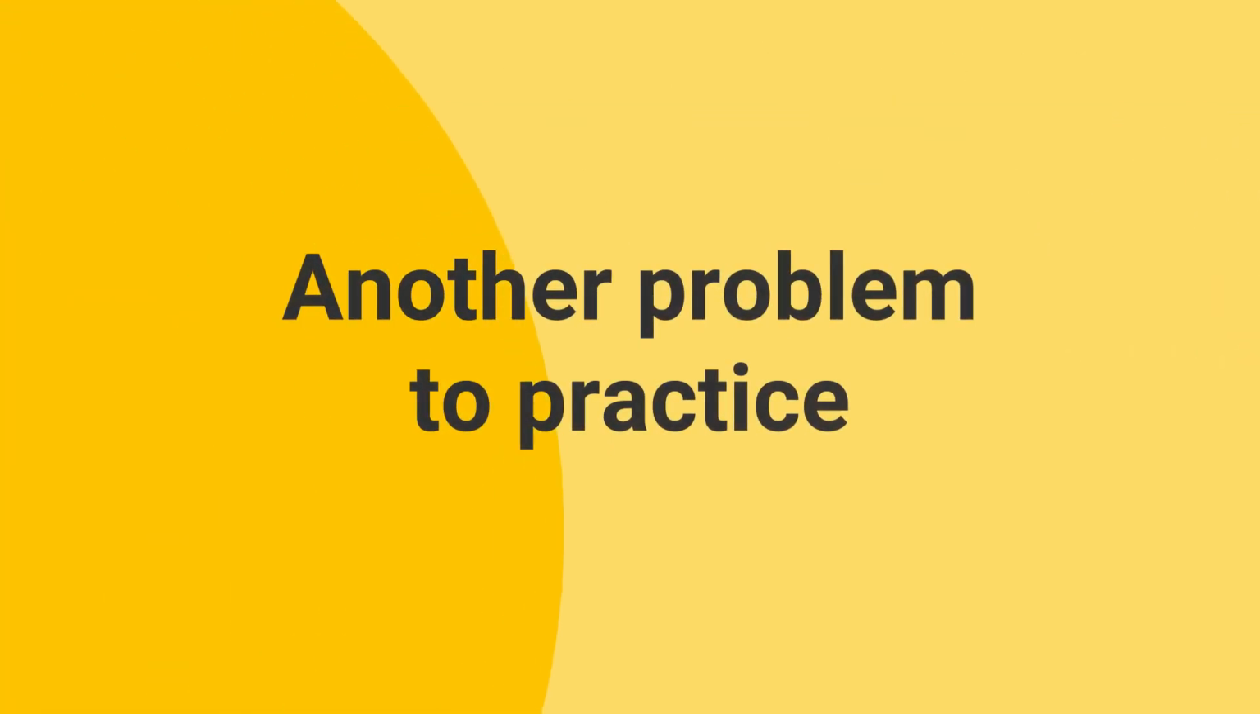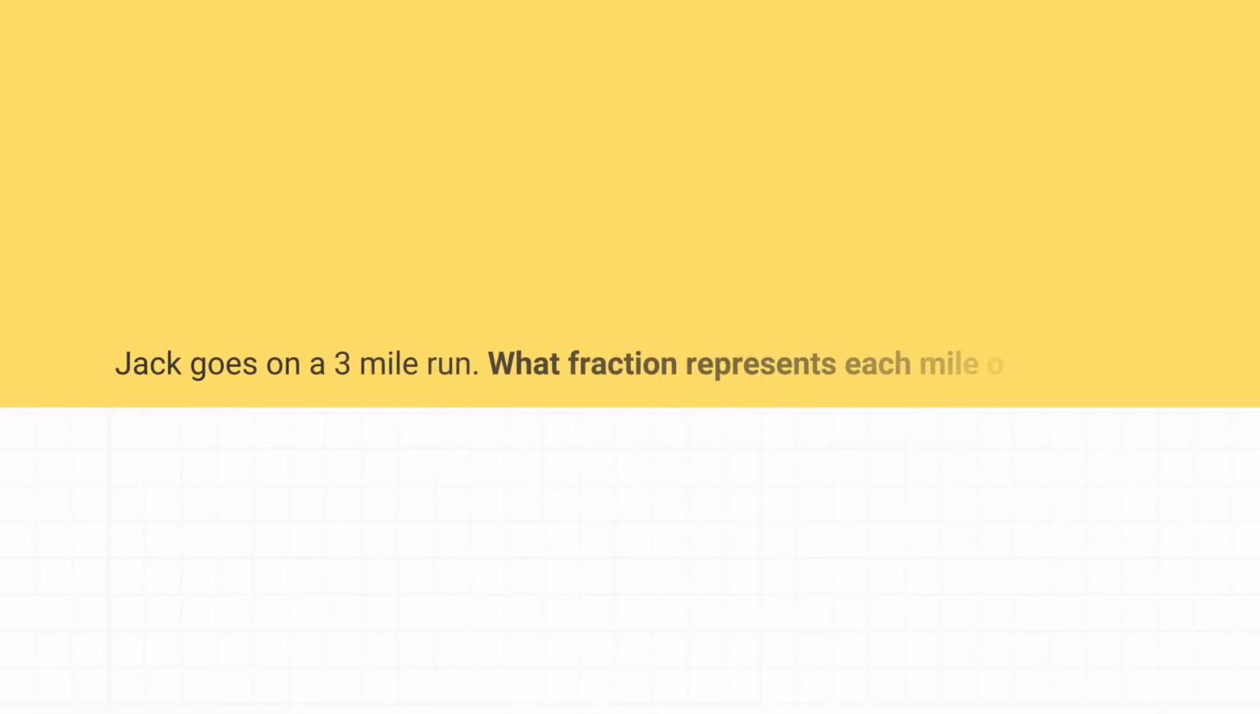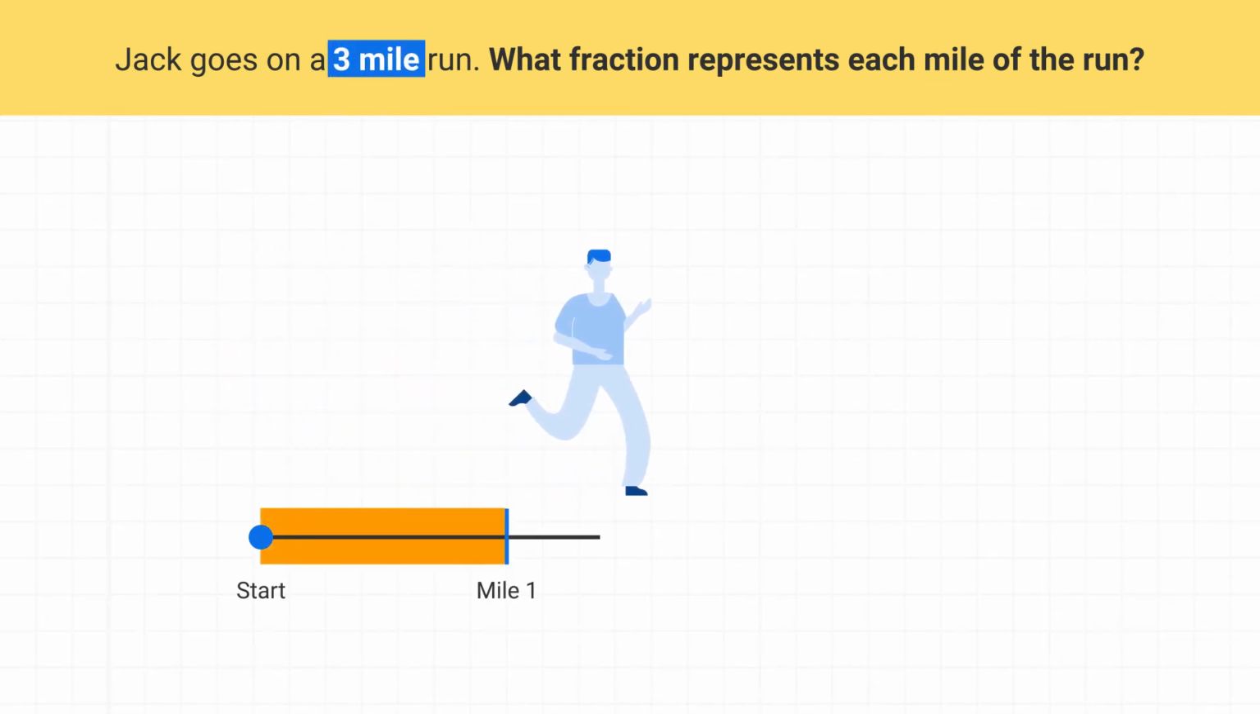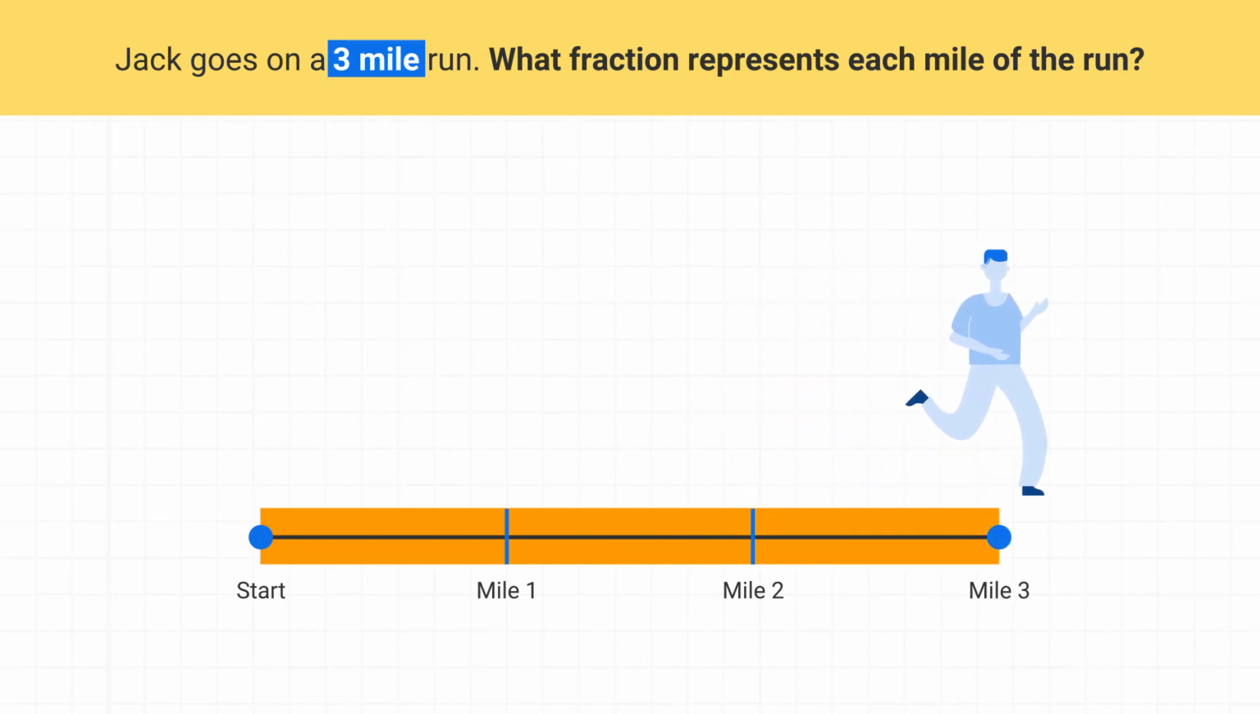Here's another problem to practice with. Jack goes on a 3-mile run. What fraction represents each mile of the run? Again, we'll start by imagining this problem. Jack is starting here and is running. How far does Jack run? We can see in the problem, Jack is running 3 miles. He runs 1 mile, 2 miles, 3 miles.